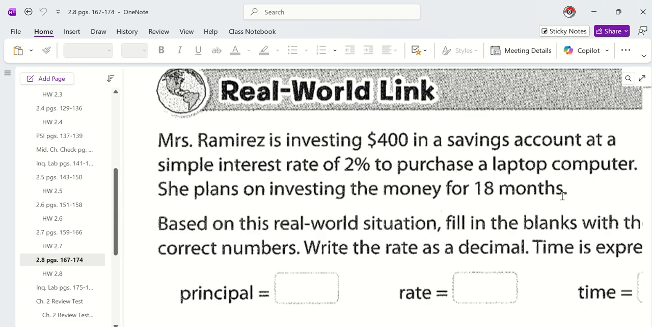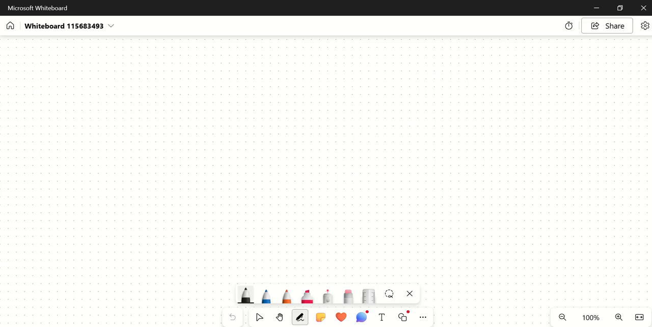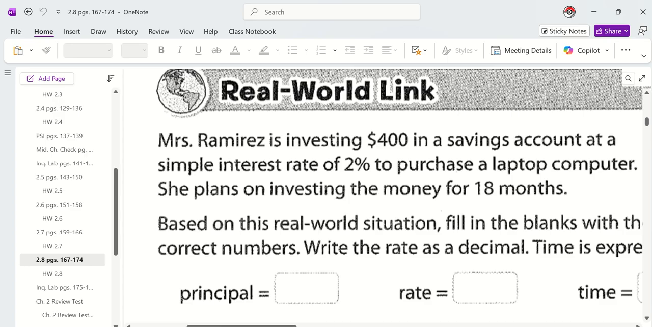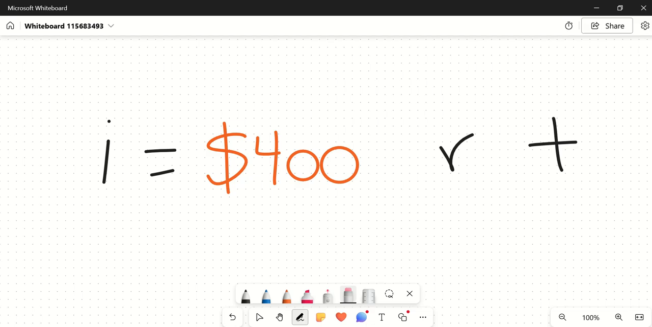So, we don't know her interest. So, I equals PRT, and I'm spacing it out because I'm going to be erasing and putting them in their place. We know what her principal was, right? How much money did she deposit into that account? $400. What was her rate? How much is she going to make on that account? 2%. Ladies and gentlemen? Okay, but that percentage has to be written as a what, ladies and gentlemen?